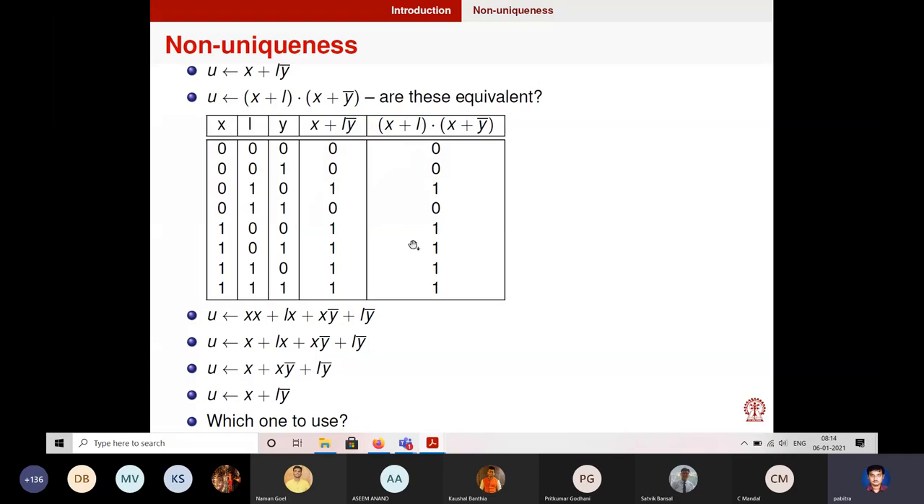And naturally, if these two exactly match, that is, for the same input both of these expressions give the same output values, then we say that these are equivalent, which is what is happening here. In fact, not only this, you have several other expressions. For example, x dot x plus L dot x plus x dot y bar plus L dot y bar. All of these are equivalent. All of these would lead to the same truth table.